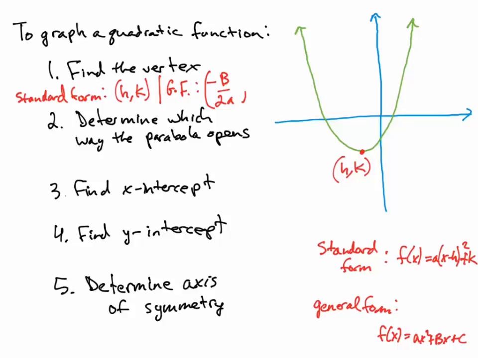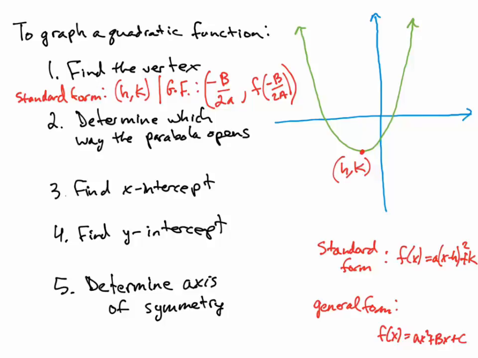what we do is we take that x-coordinate and we plug it into the function. So we say f of negative b over 2a. So that gets us the vertex. So depending on which form we're in, that'll tell us how we can find the vertex. Alright, determine which way the parabola opens.